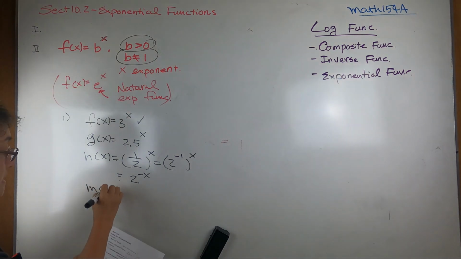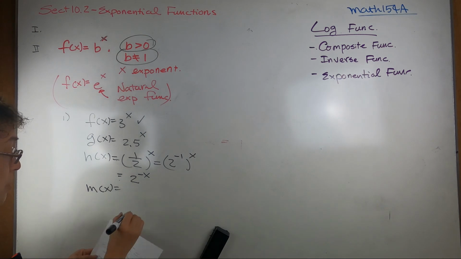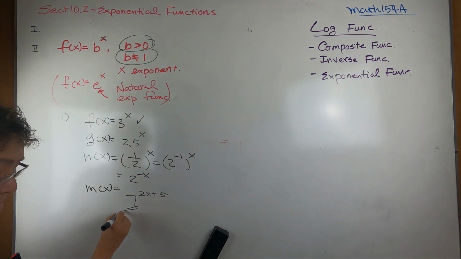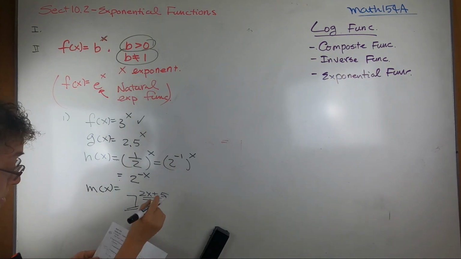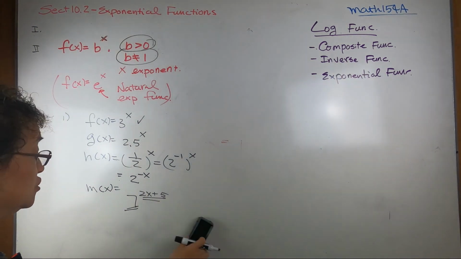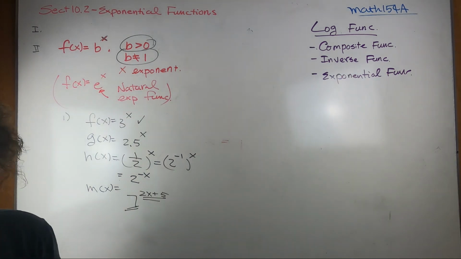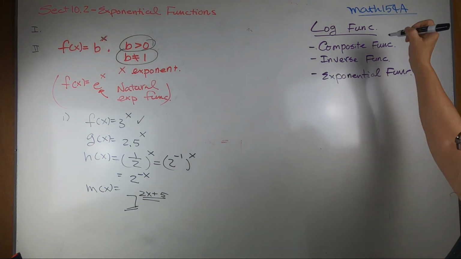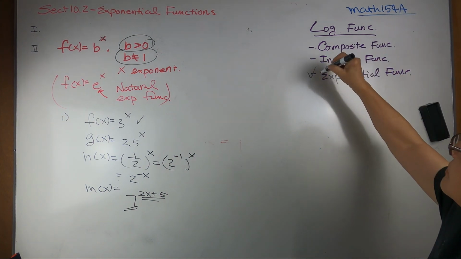So we might write it this way. M of x equals 7 to the 2x plus 5. Some base, right? Then x is in the exponent position. Then we call them exponential functions. Okay? So we are learning this one right now.